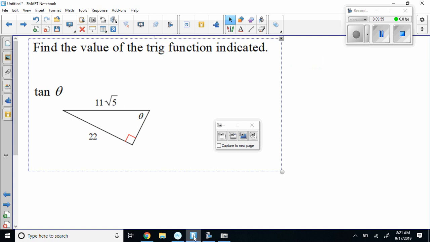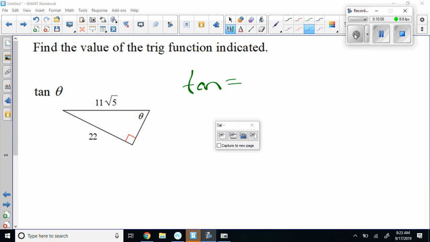Give me 30 seconds. You should have this. Look, tangent is what? Opposite over who? Our adjacent, right? So here's theta. This one is the side. This is adjacent, and this is what?